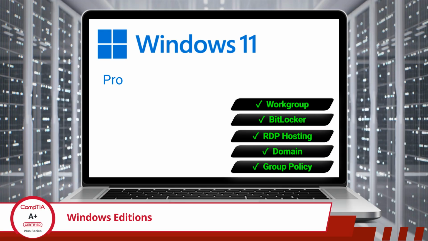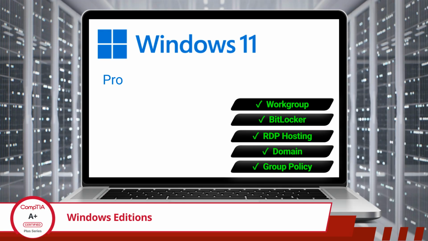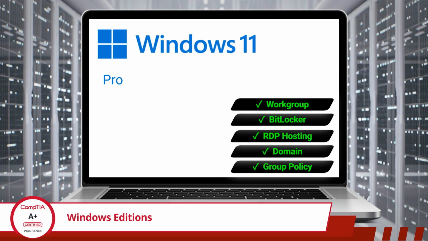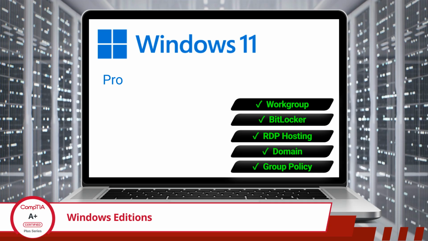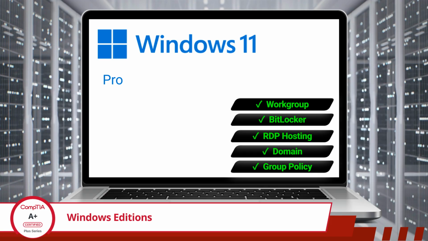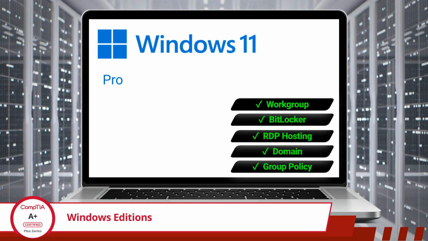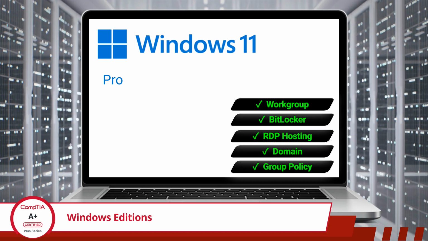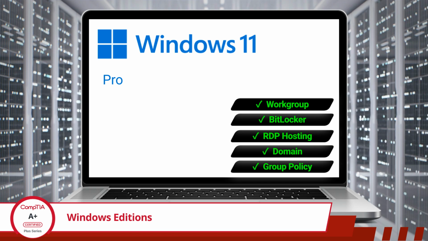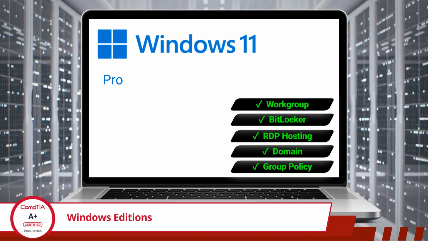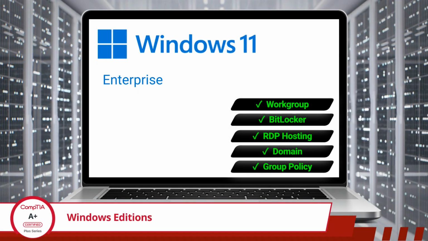Next, Windows 11 Pro expands on the Home Edition by adding features designed for professional and business use. It includes BitLocker encryption for data protection, supports Remote Desktop Protocol hosting, and allows systems to join a domain. It also includes group policy management for centralized control. In addition, it supports workgroup configurations, making it suitable for a wide range of environments from small businesses to advanced users.